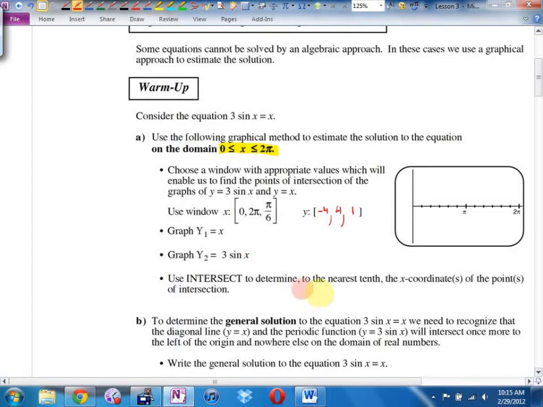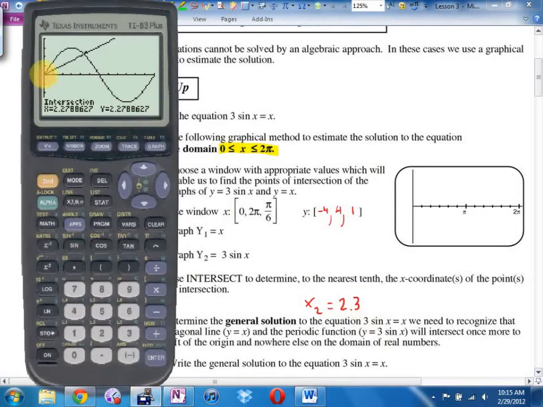Oh, it says to the nearest tenth. My second x value is 2.3. I'm pretty sure this first answer is 0, but this gives you some of the limitations of the graphing calculators. One of them is, if your root is right on the edge of your domain, if your intersection is right on the edge of your domain, Maria, they have a tough time. So you know what? Let's cheat.